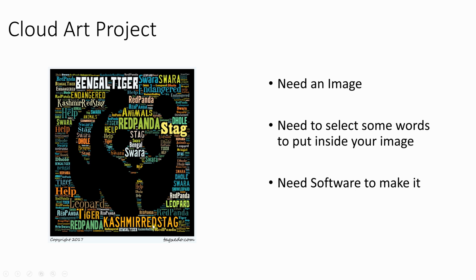leopard. So to do an art project like this, you need to think of an image, whatever you like. You need to start thinking of some words and then you need some software. Today, we're going to learn all three aspects of how to do this.